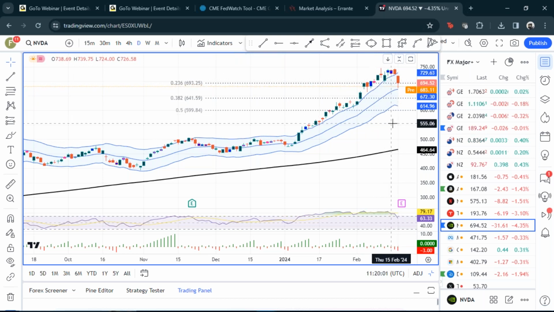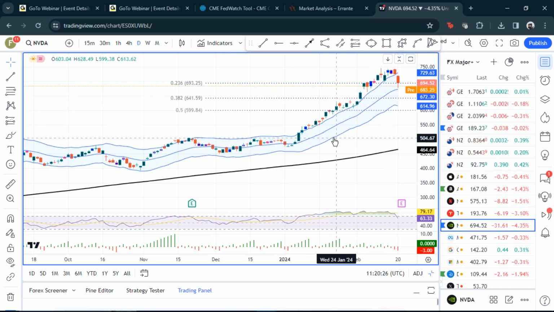That intraday high was last Monday, and we've just been consolidating around there since. Interestingly, there was a sell-off yesterday, as I mentioned, down 4.35%. You can see down to 694.52, which is just above this fib level that we put in from the December low up to the intraday high, the all-time record high. That first fib level at 693, we're just above that at 694 yesterday.